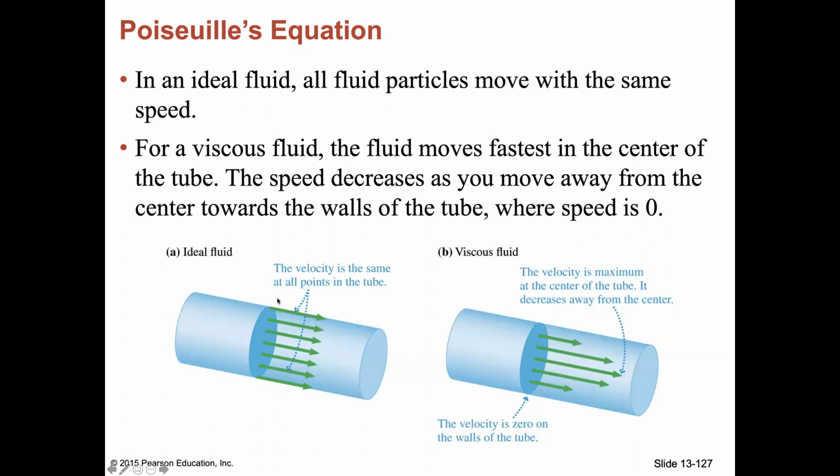So here is a velocity distribution for ideal fluid and viscous fluid. For ideal fluid, no matter where, you will see the speed of the fluid is the same. However, in a viscous fluid, the velocity is higher at the center and lower at the edge. And if it's on the edge, the fluid speed becomes 0.